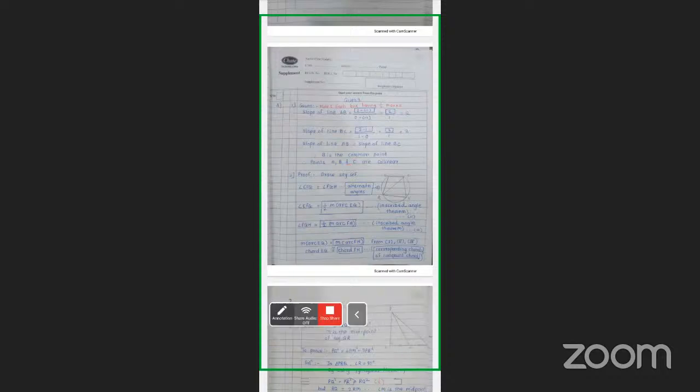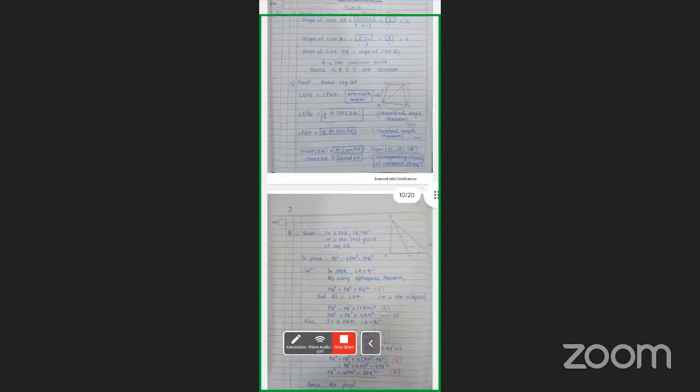Then focus on the second question. So focus on the diagram. Here a circle is given in the figure, with chord EF parallel to GH. Prove that EG is congruent to FH. So what is given here? Proof. Focus here, solution. Draw segment GF.